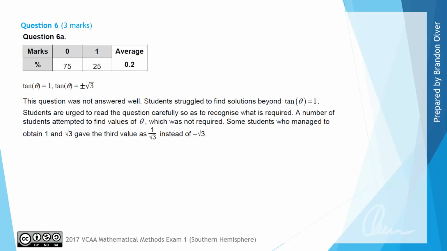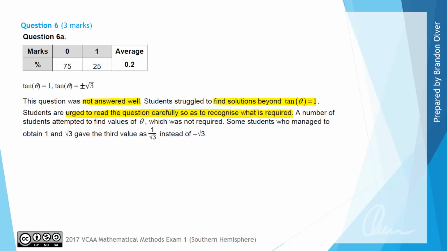From the examination report we can see that 25% of students got full marks for this question, and that overall the question was not answered well. Students struggled to find solutions beyond tan of theta equaling 1, which was the simplest one to find. It's important that students are encouraged to read the question carefully so as to recognise what is required of them. A number of students went beyond what was asked and attempted to find the values of theta, which was not required. We just needed the values of tan of theta.